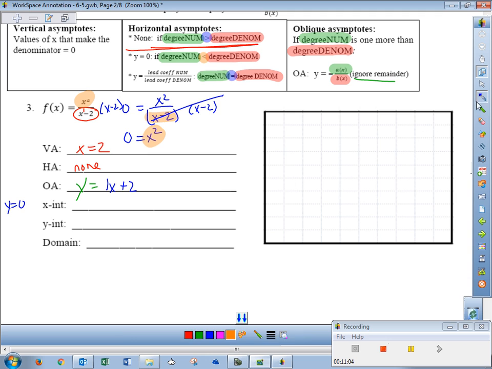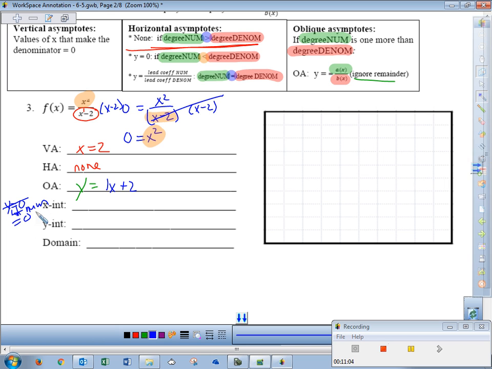So notes off to the side: to find the x-intercept, let the numerator equal 0. Let the numerator equal 0. Somewhere off to the side, to find x-intercepts, all we got to do is let the numerator equal 0. Rock on? So here it is.